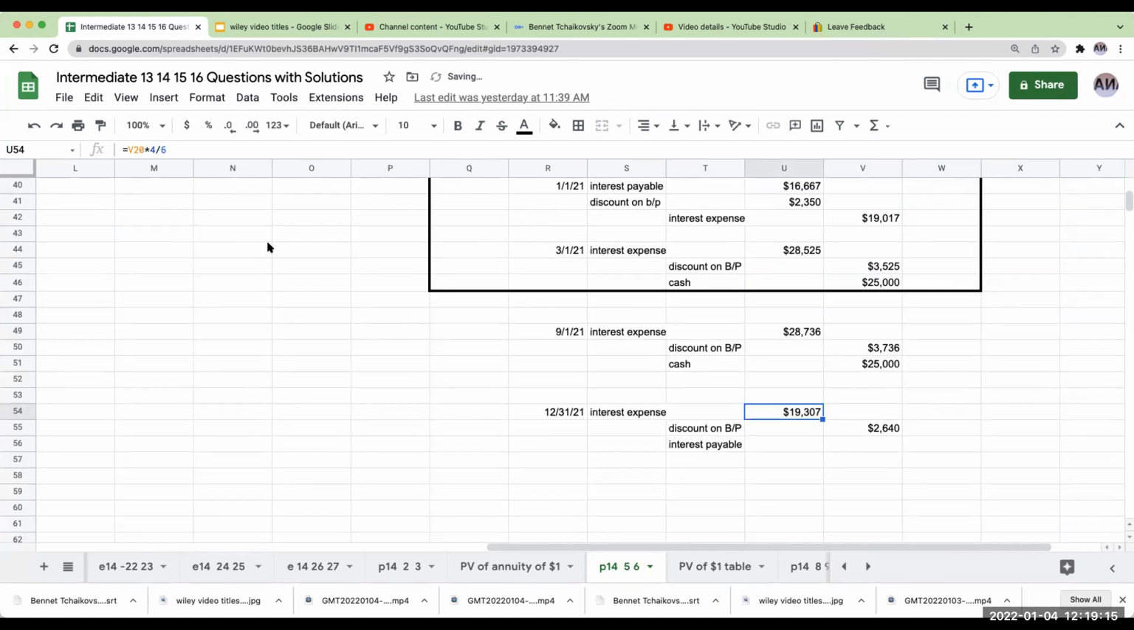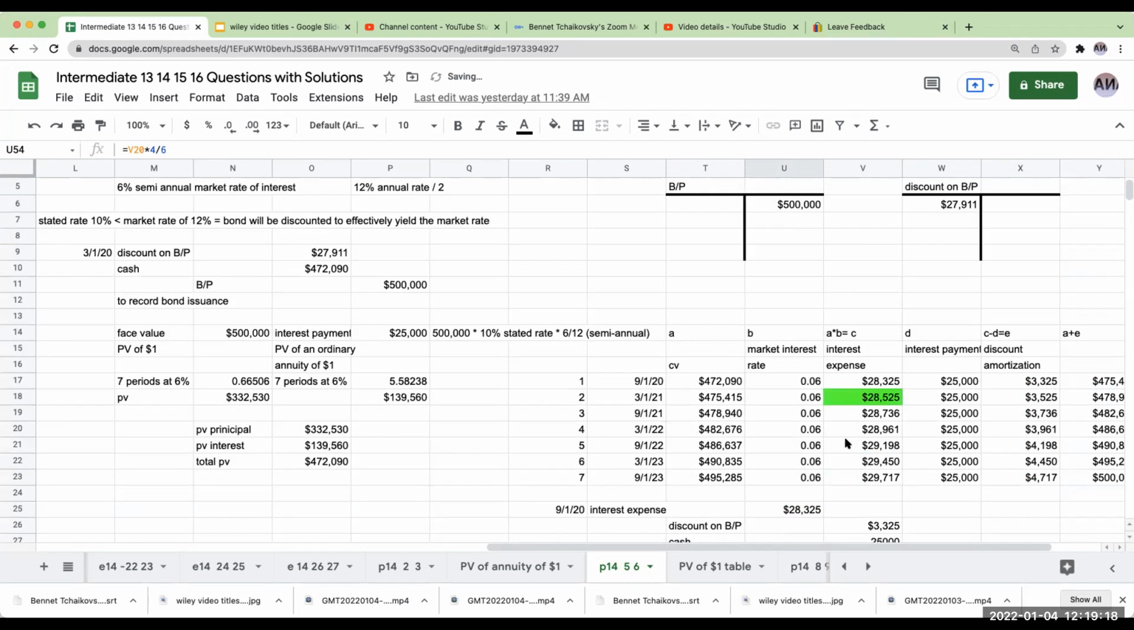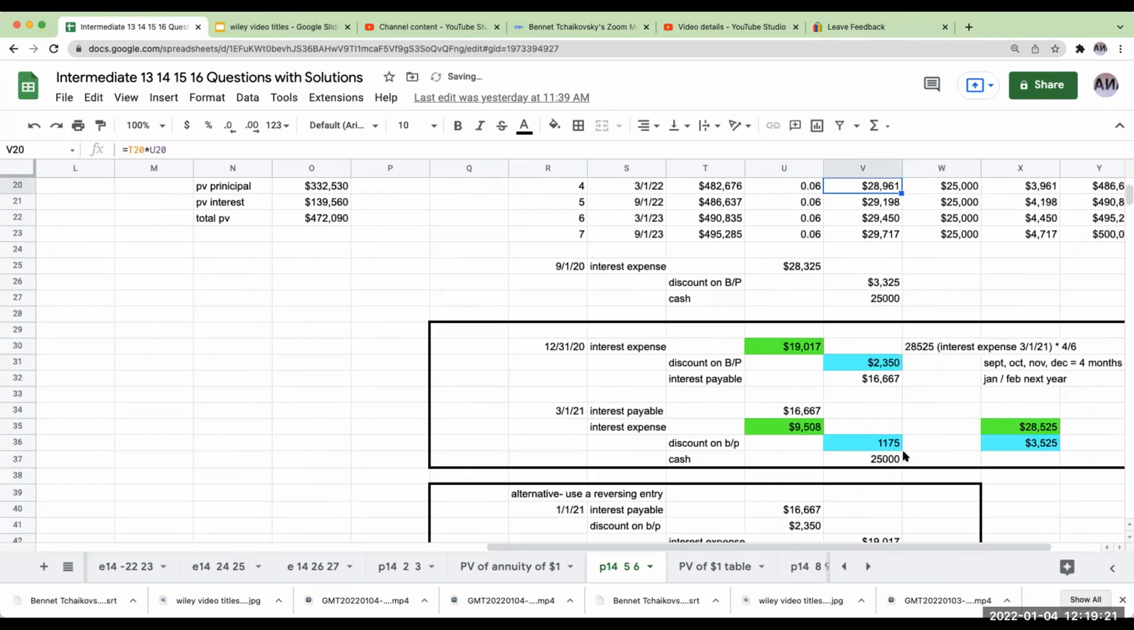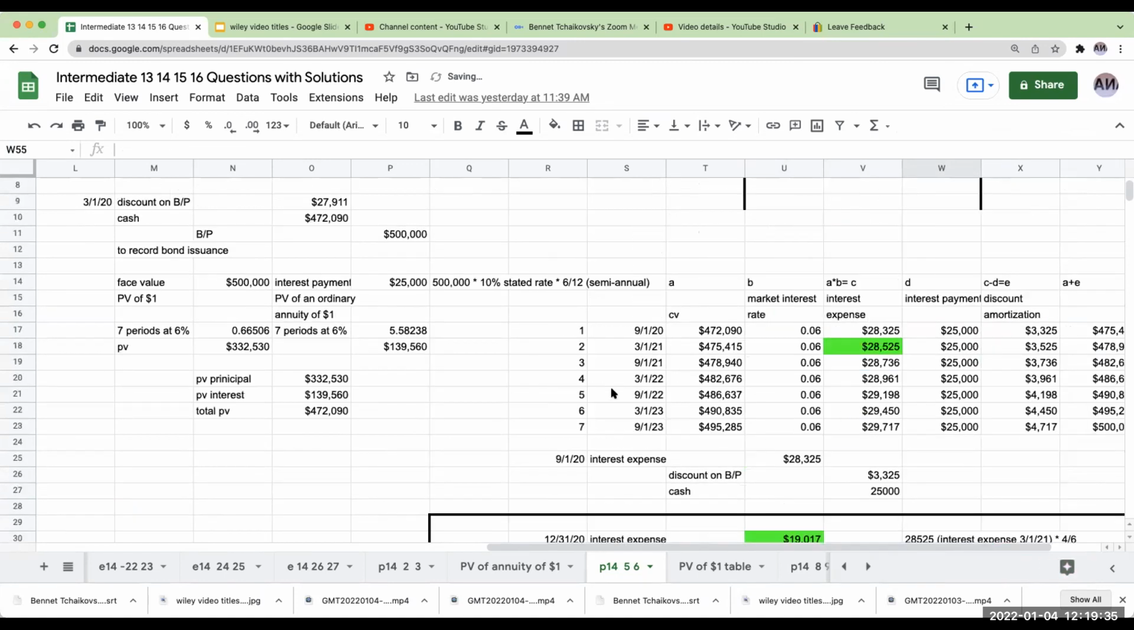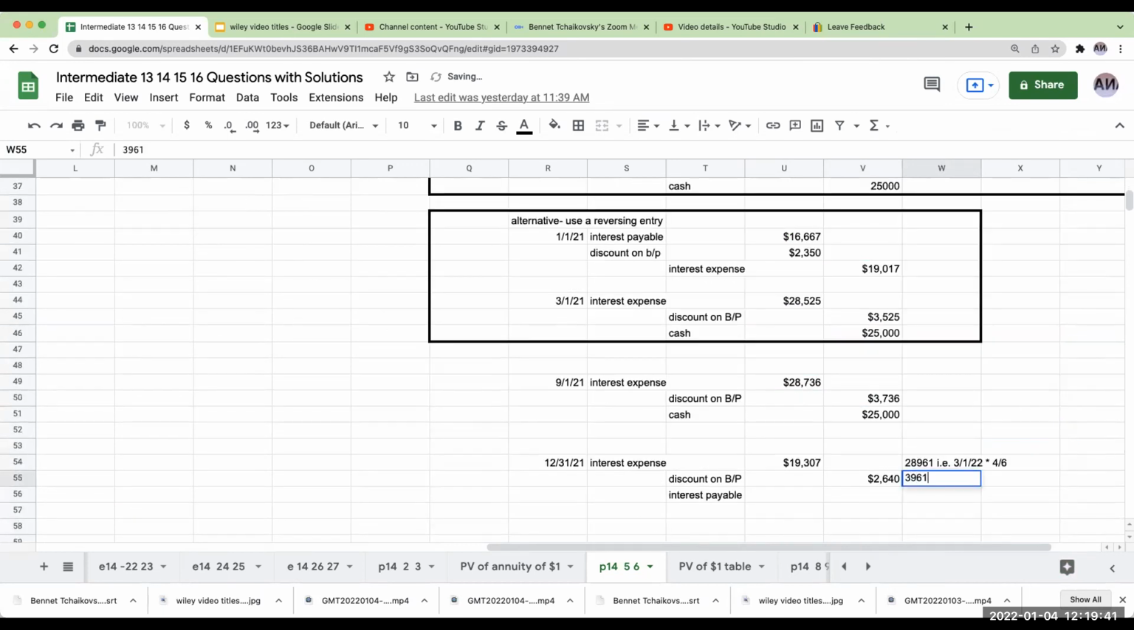Wait, hold on. Yep, okay. So right over here, this is 28,961. My interest expense on 3/1/22 times 4/6. My discount on bonds payable is going to be 39.61, which is discount on 3/1/22 times 4/6. And then my difference would go over here to interest payable, which is, ironically, always going to be the same amount because it's the accrual based on the cash.